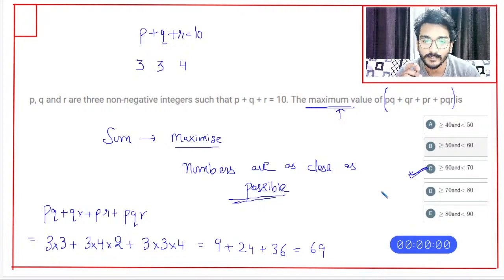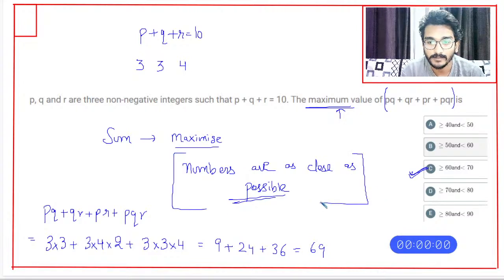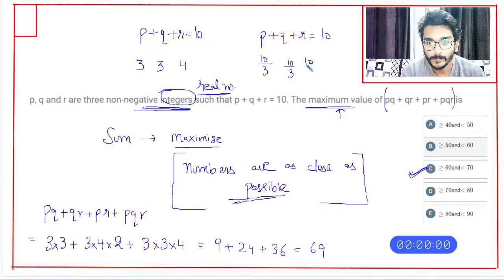The concept here is, this is an exact PYQ question, and these questions can be there. The concept is the sum is always maximum and the product is always minimum when the numbers are as close as possible for a given case. Here it is integers, that is why we have taken 3, 3, 4. If it is real numbers, then you will not take 3, 3, 4. You have to just equally divide them. It is 10 by 3 each. Are you getting this? If it is said to be a real number, then you will take these particular values. For integers, you are taking 3, 3, 4.